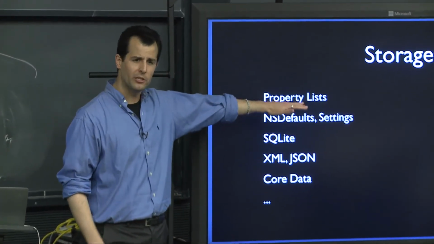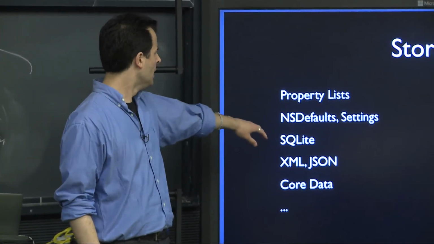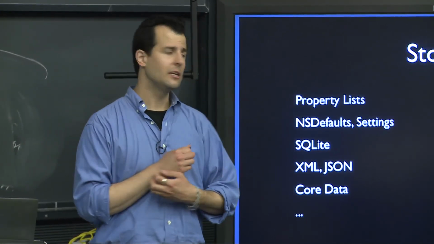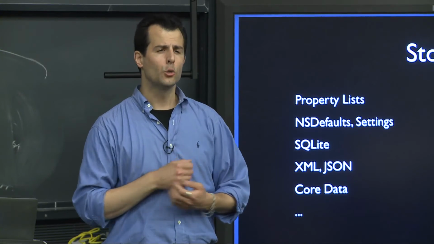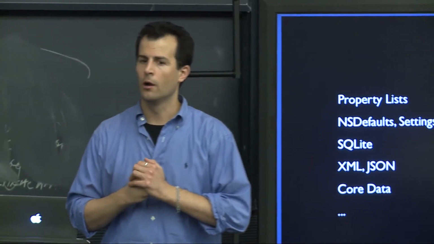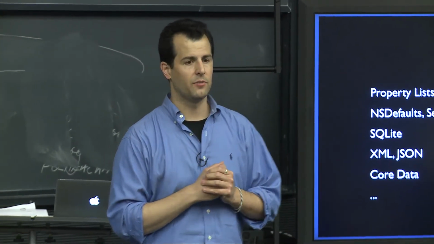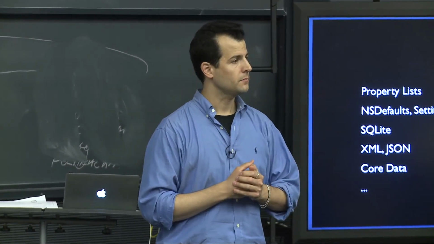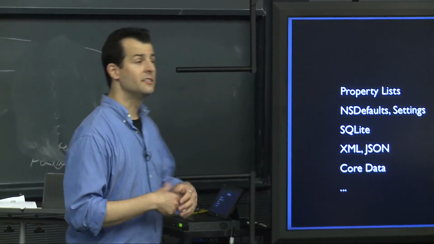So we have things called property lists, which we've actually encountered before, something called NSDefaults or settings, SQLite, XML or JSON, even something called Core Data. So property lists, we've seen those before. What's a property list or plist file? .plist. Yeah. Exactly. It's a dictionary of strings.